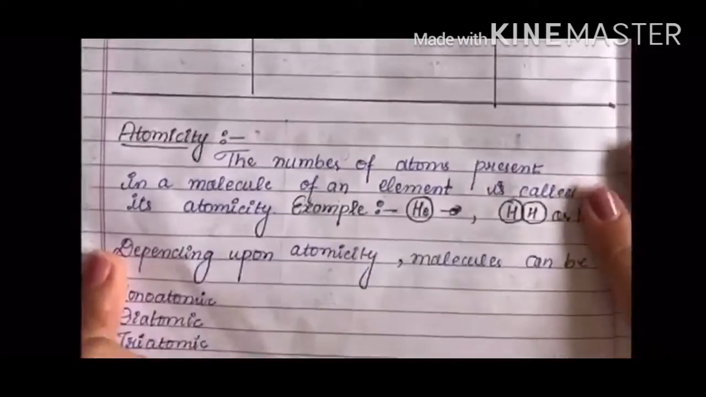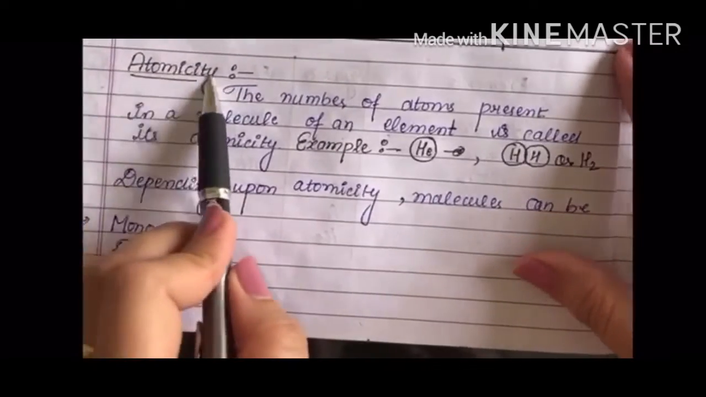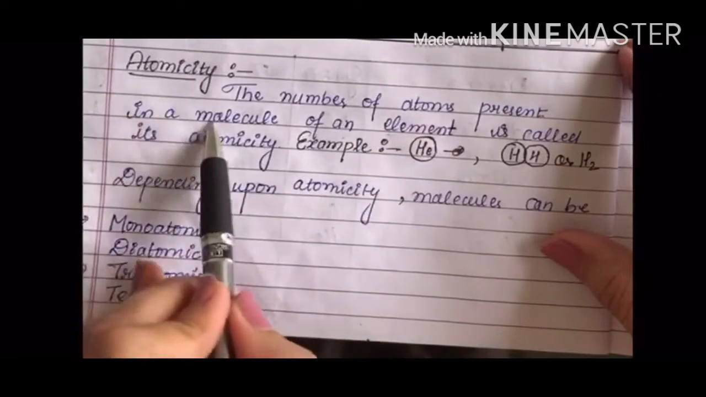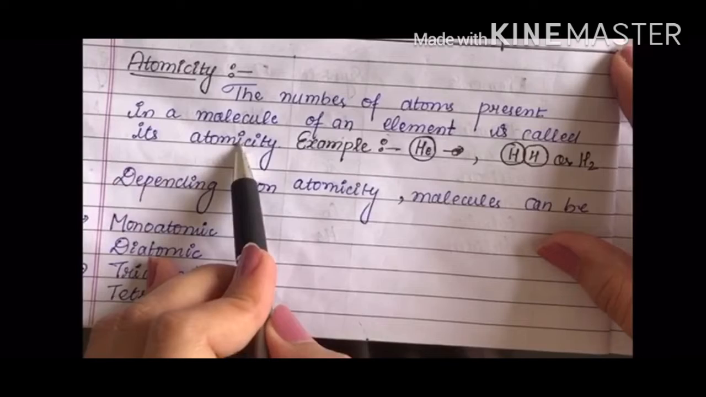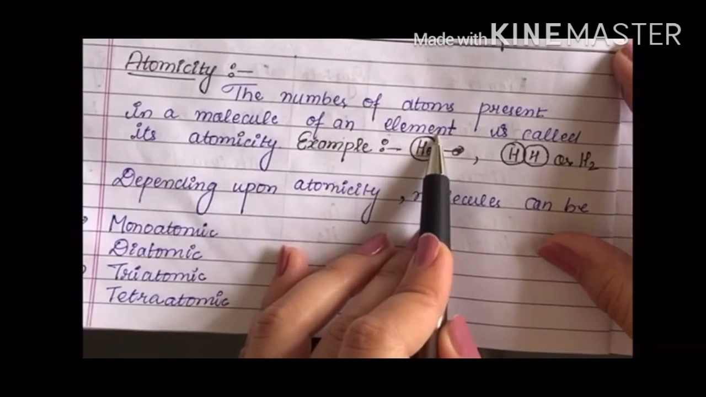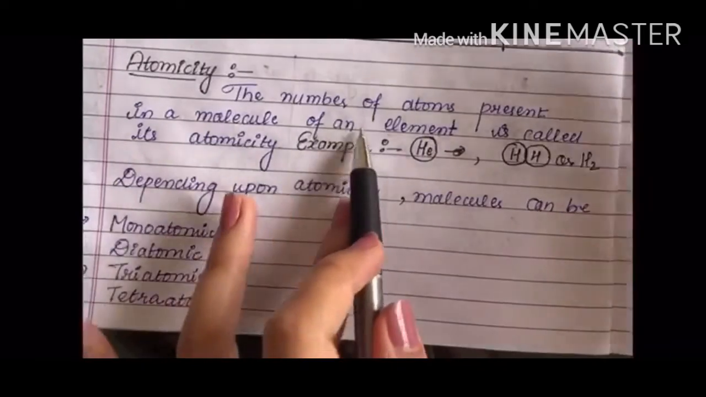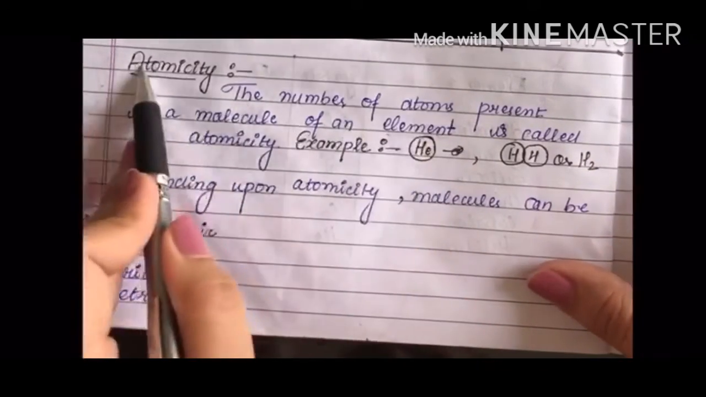Our next topic is atomicity. What is atomicity? The number of atoms present in a molecule of an element is called its atomicity. मीन्स किसी भी एलिमेंट में कितने नंबर ऑफ एटम्स प्रेजेंट हैं, दैट इज कॉल्ड इट्स एटॉमिसिटी.